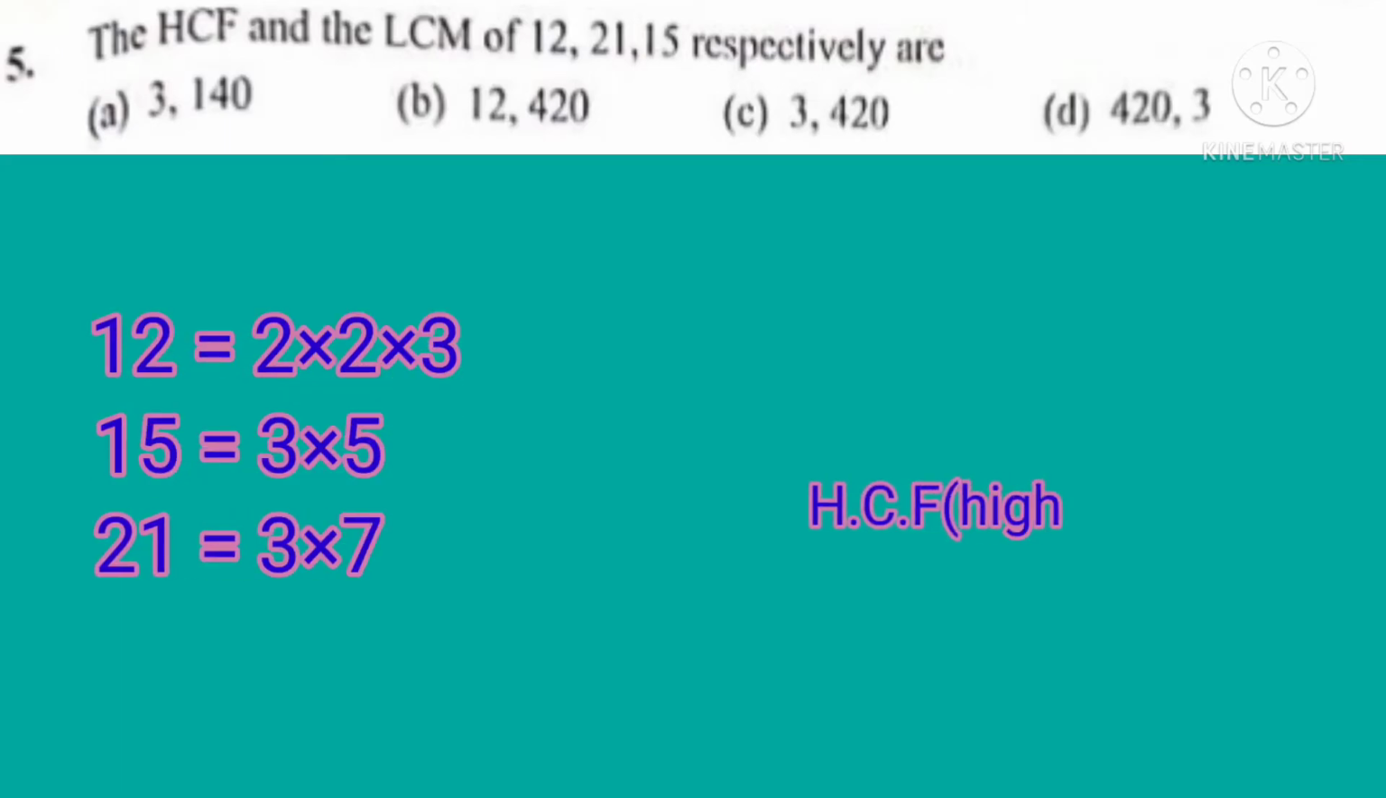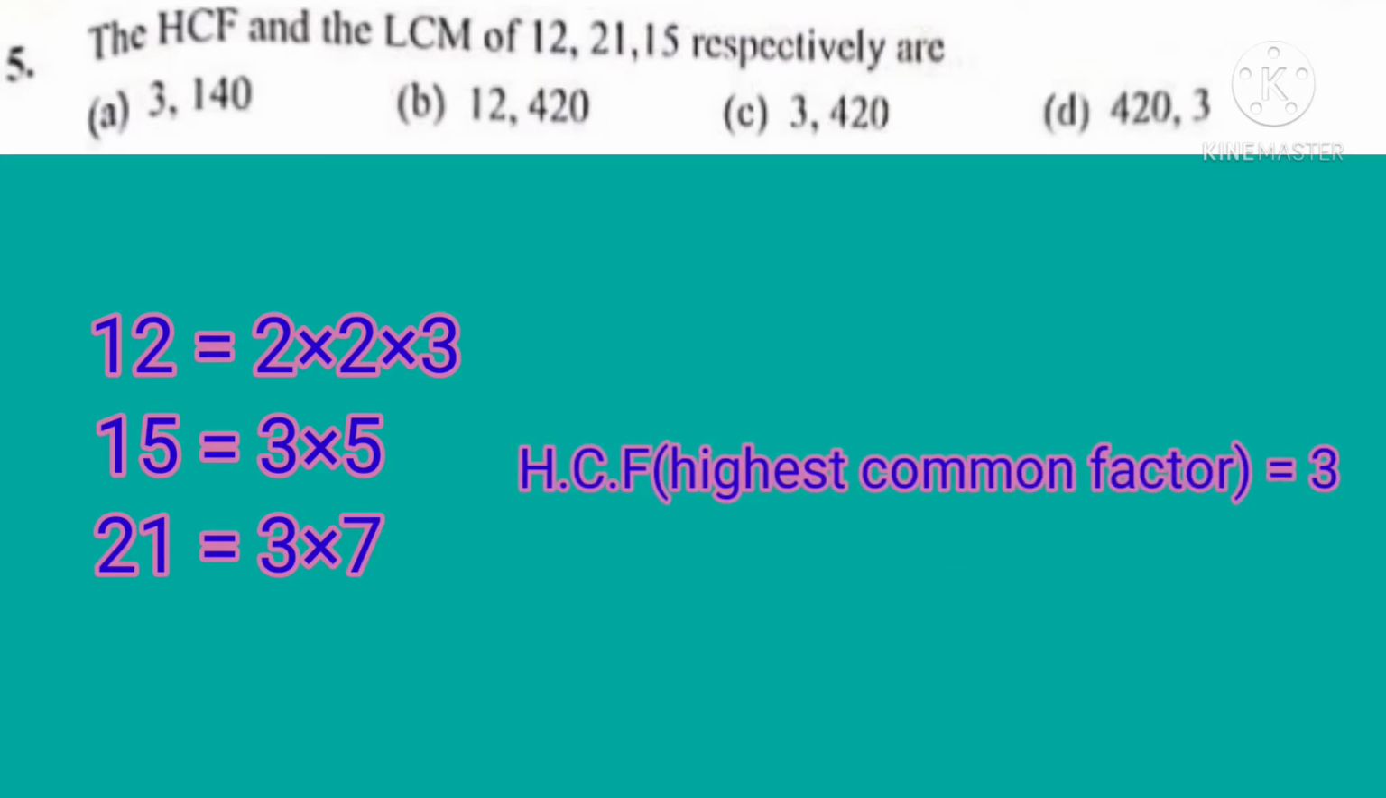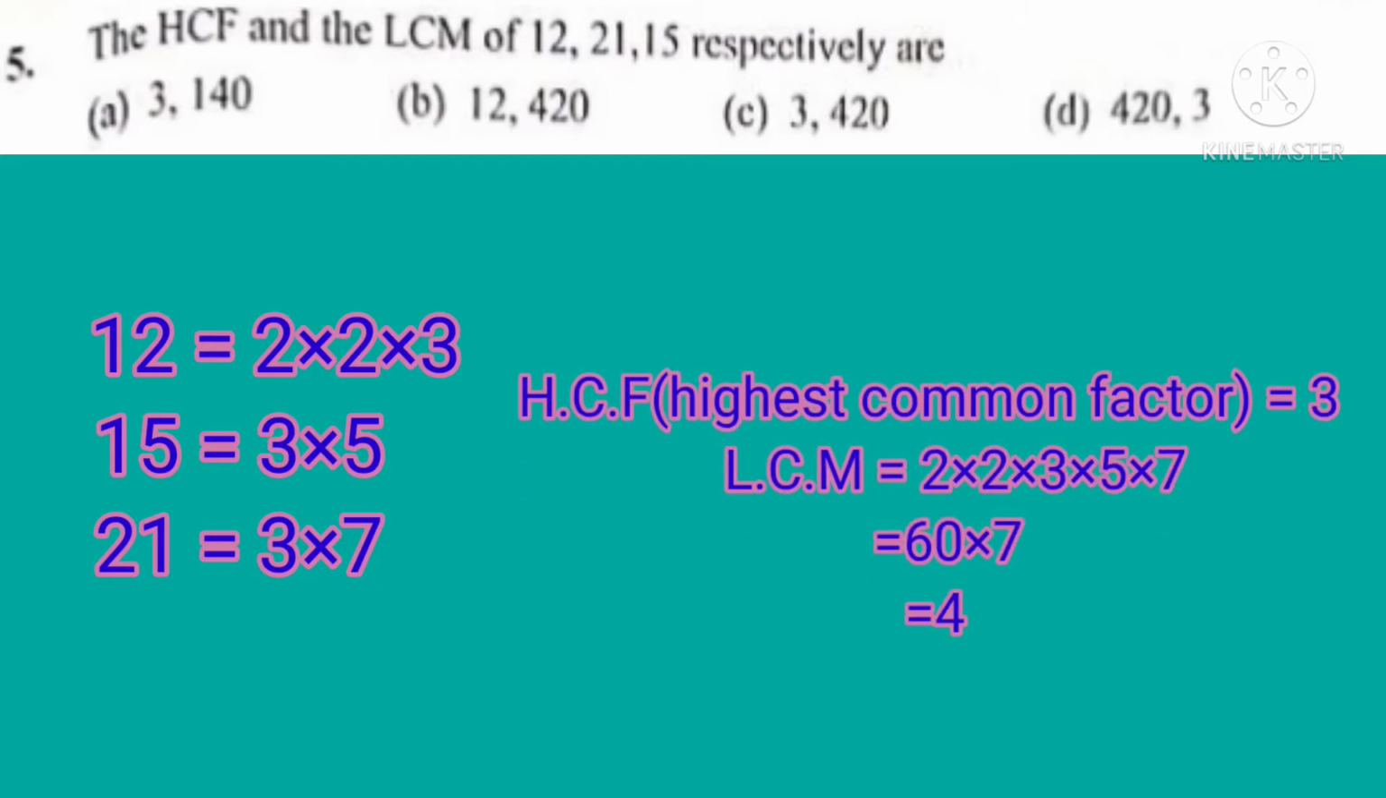So what is HCF? HCF is the highest common factor. We have to find the common factor here. Let's check which is the common number here. 3 and 3 in all these. This is the common factor. So this is the highest common factor of these.